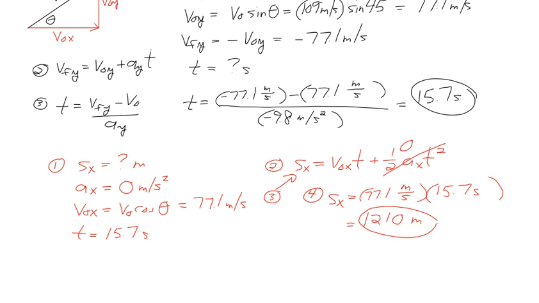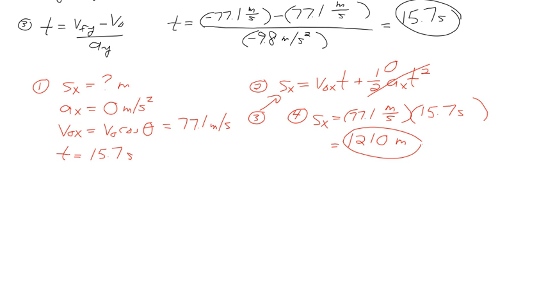Now if I were solving for part C, I'll do it in a different color. I'm looking for maximum height, so I know I'm using my facts in the y direction. I'm still going to use VOY. I already solved it above, so I'll just write it as 77.1 meters per second. My AY is negative 9.8 meters per second squared. I actually know that at the maximum height, the final velocity is going to be 0 meters per second.